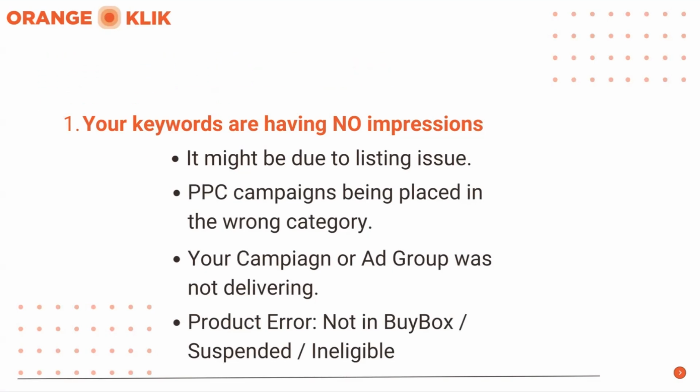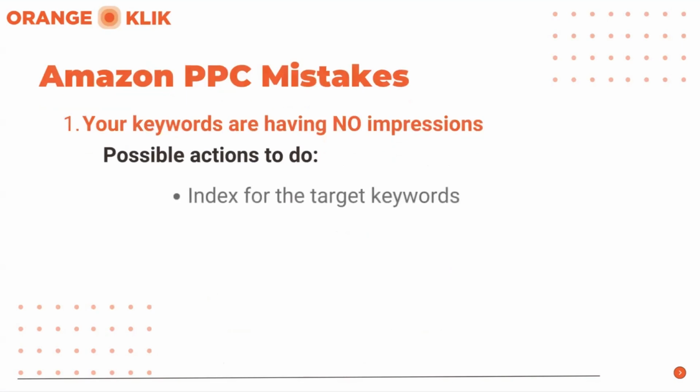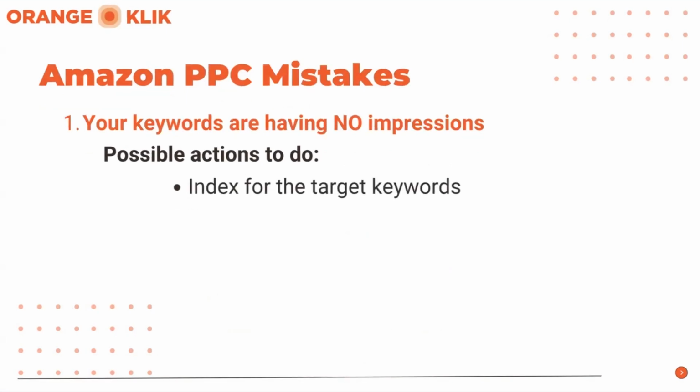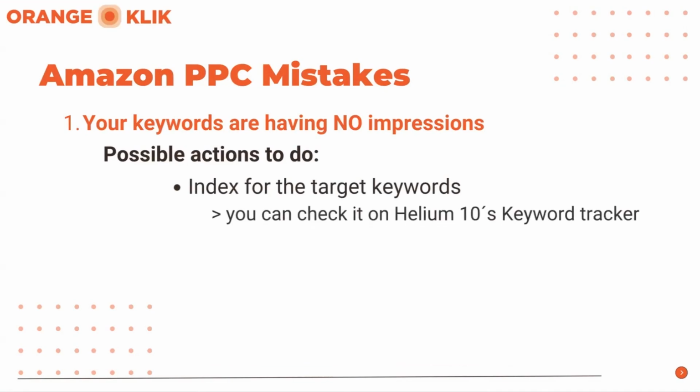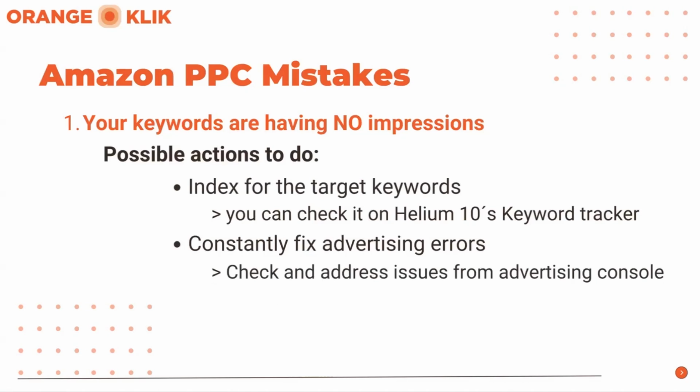One thing you can check is first index for the target keywords. Check if you are indeed indexed for the keywords that you included in your campaigns. You can check it on Helium 10's keyword tracker. Second, constantly fix advertising errors. Check for any errors that Amazon might send you in the advertising console so it can be addressed right away.